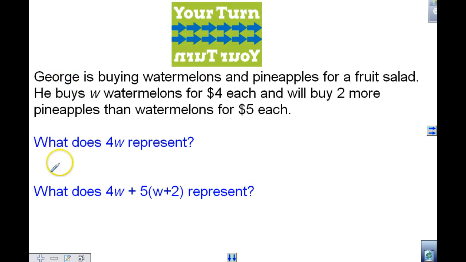All right, go ahead and try this one on your own. Your turn. George is buying watermelon and pineapple for a fruit salad. He buys W watermelons. We don't know how many he's going to buy. $4 each, and he'll buy 2 more pineapples than watermelons for $5 each. So write down in words, just like I just showed you, on your notes right now, what does 4W represent? Go ahead and write that down.